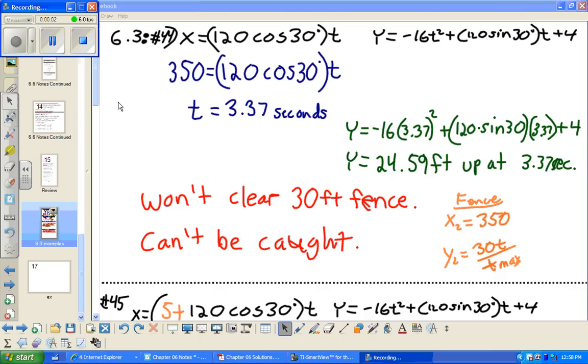This video is a pre-calculus video going over some example problems from 6.3, that's parametric equations in motion. Basically, I'm going to go over some application problems here that some students struggled with. Number 44 in your text, hitting a baseball.